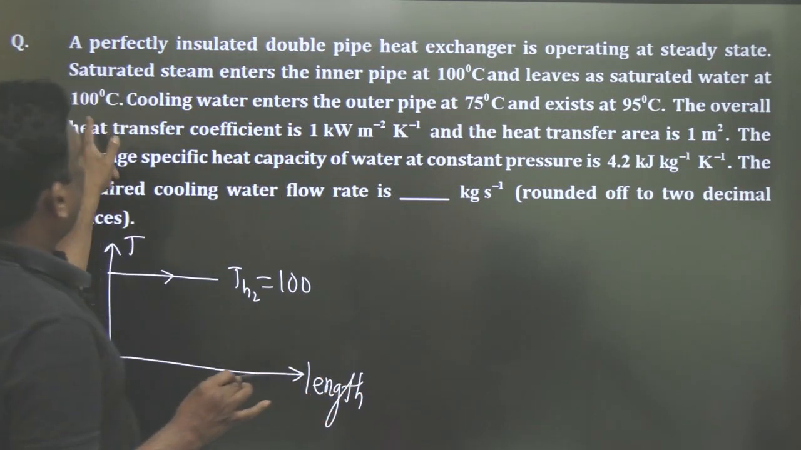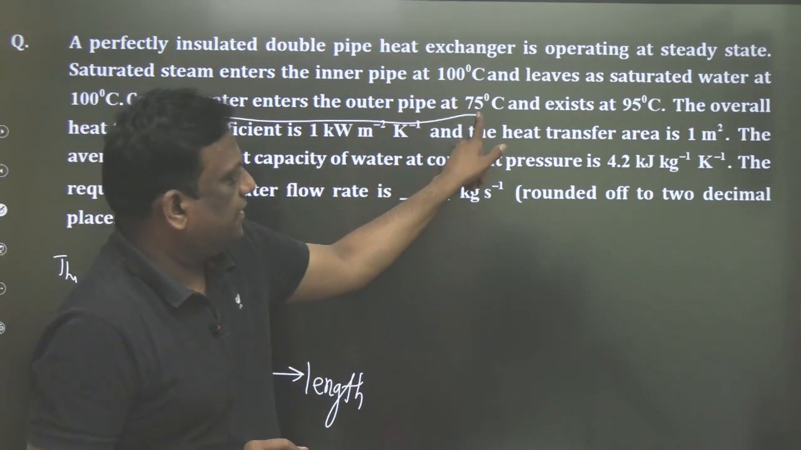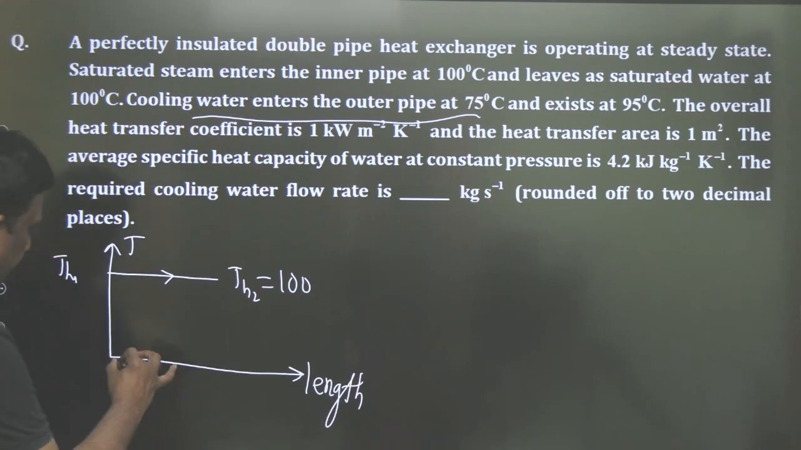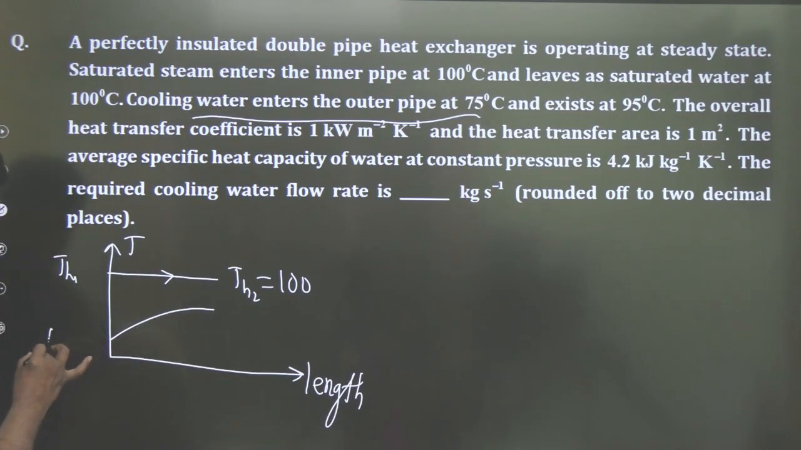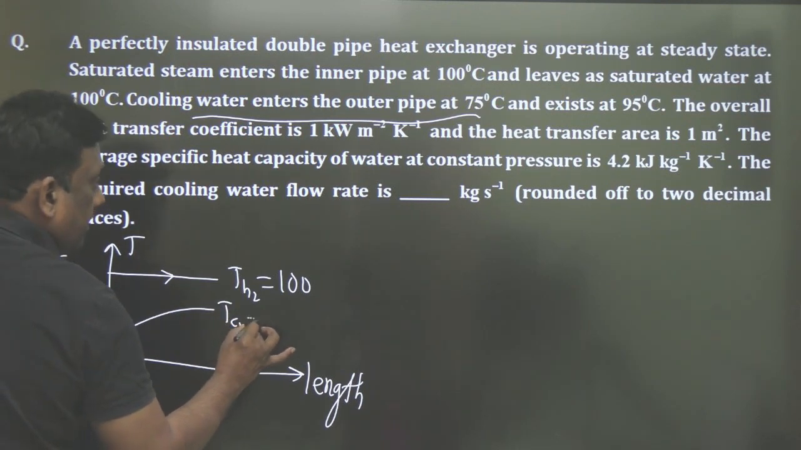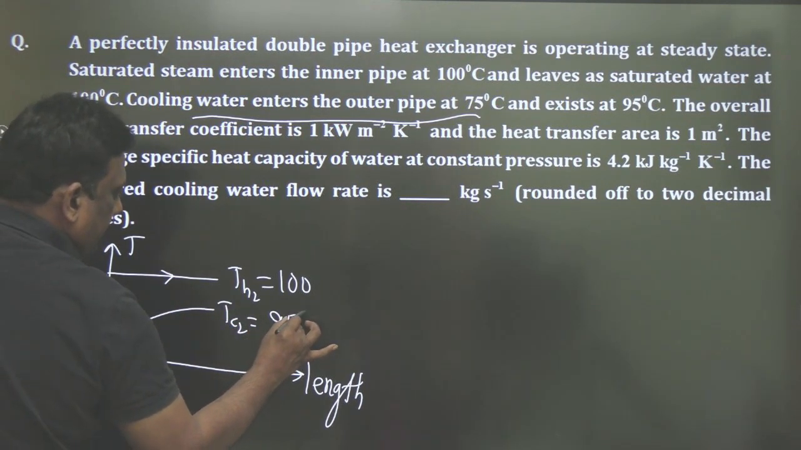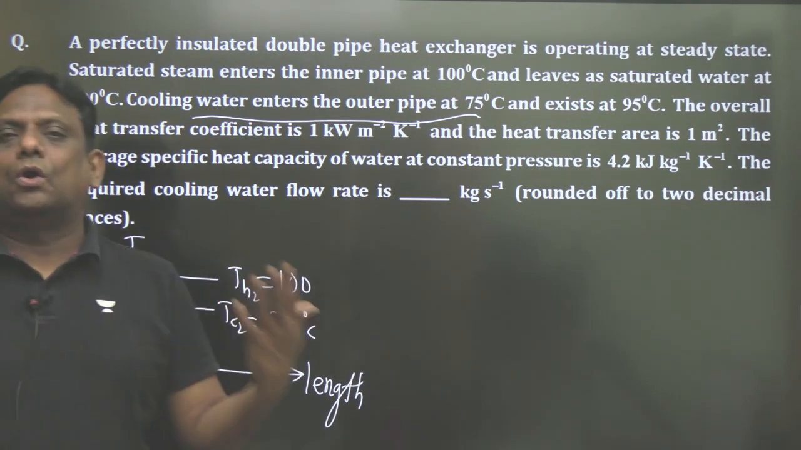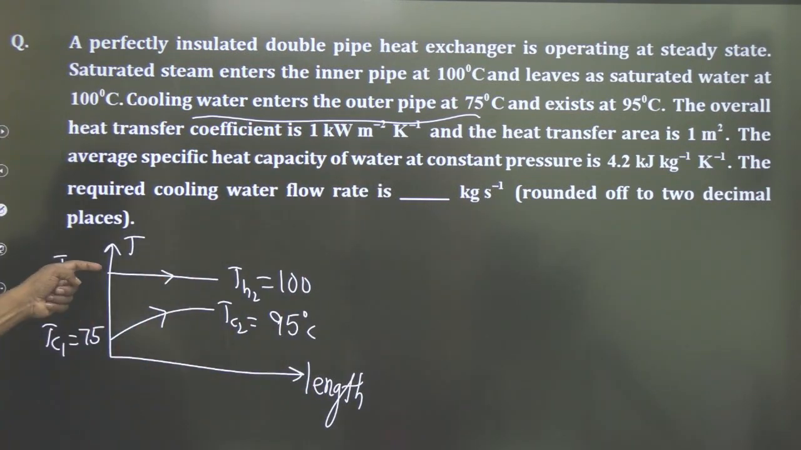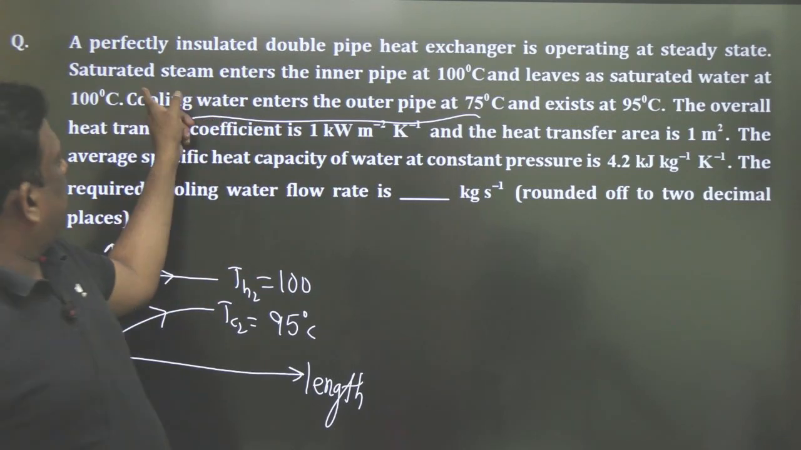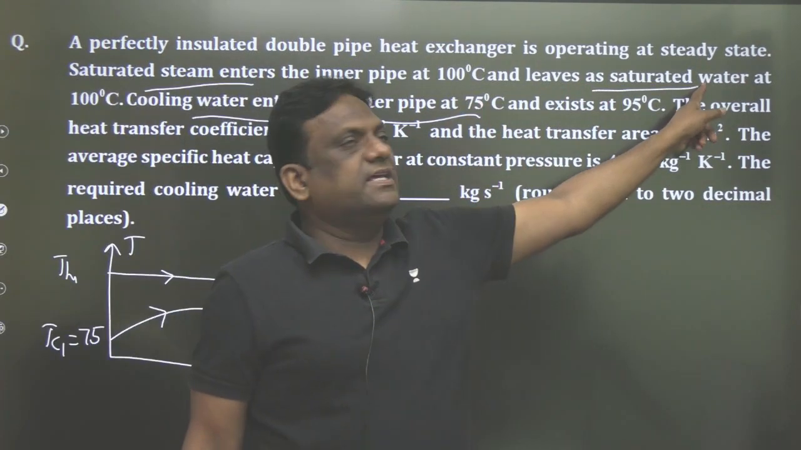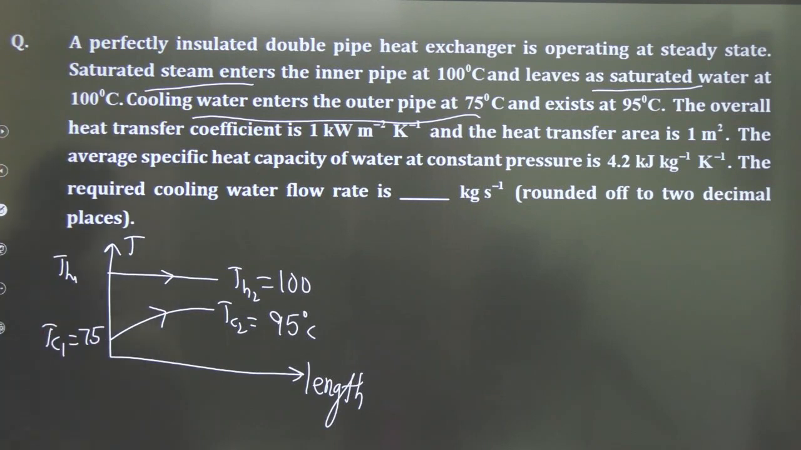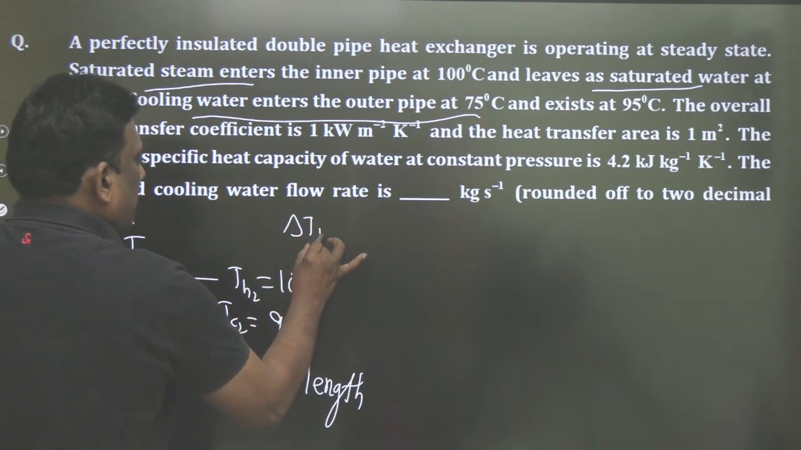And look at, water enters at 75 and leaves at 95. So water is entering at 75 and water is leaving at 95. Observe here. So why have I taken parallel flow? It doesn't matter whether it is parallel or counter flow whenever it is a phase change heat exchanger. So it is a phase change heat exchanger because saturated steam is entering and saturated water is leaving. No problem at all.